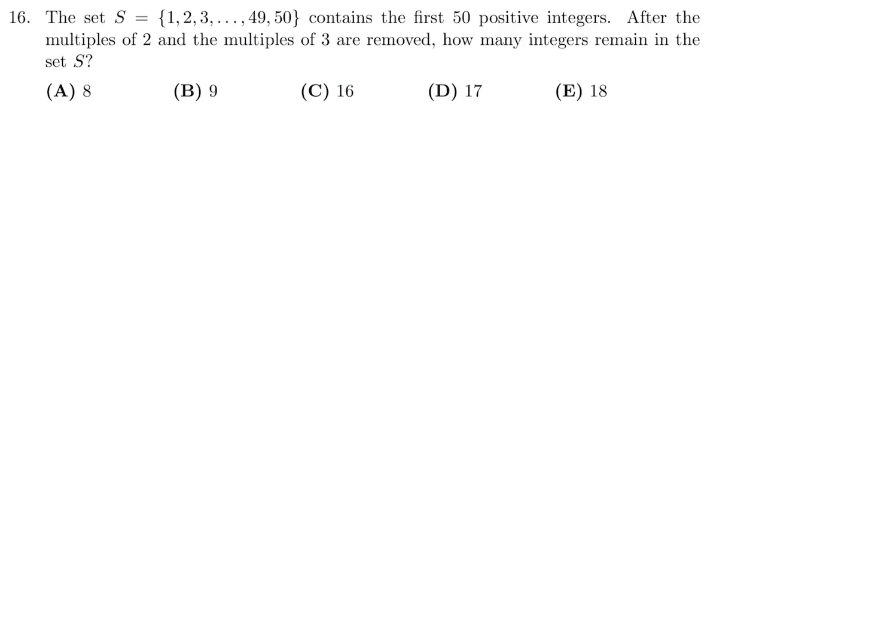The set S, 1, 2, 3 until 49, 50, contains the first 50 positive integers. After multiples of 2 and multiples of 3 are removed, how many integers remain in the set S? Well, there's a short way and a long way. I'll do both, and then you decide which way you'd like to do it on a math contest. So the long way is to write them all out, so I'll do that.